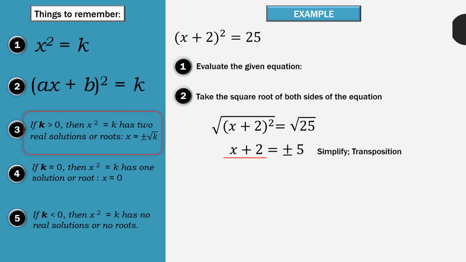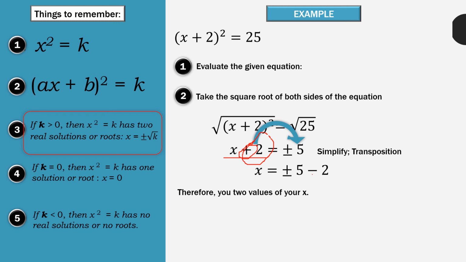The problem there, class, is that we have 2 here. Right? So, we should have only x. So, we simplify the equation by transposition. We transpose 2 to the other side. So, x is equal to plus and minus 5, and the 2 is positive here, so it becomes negative over there. So, therefore, you have 2 values of your x.